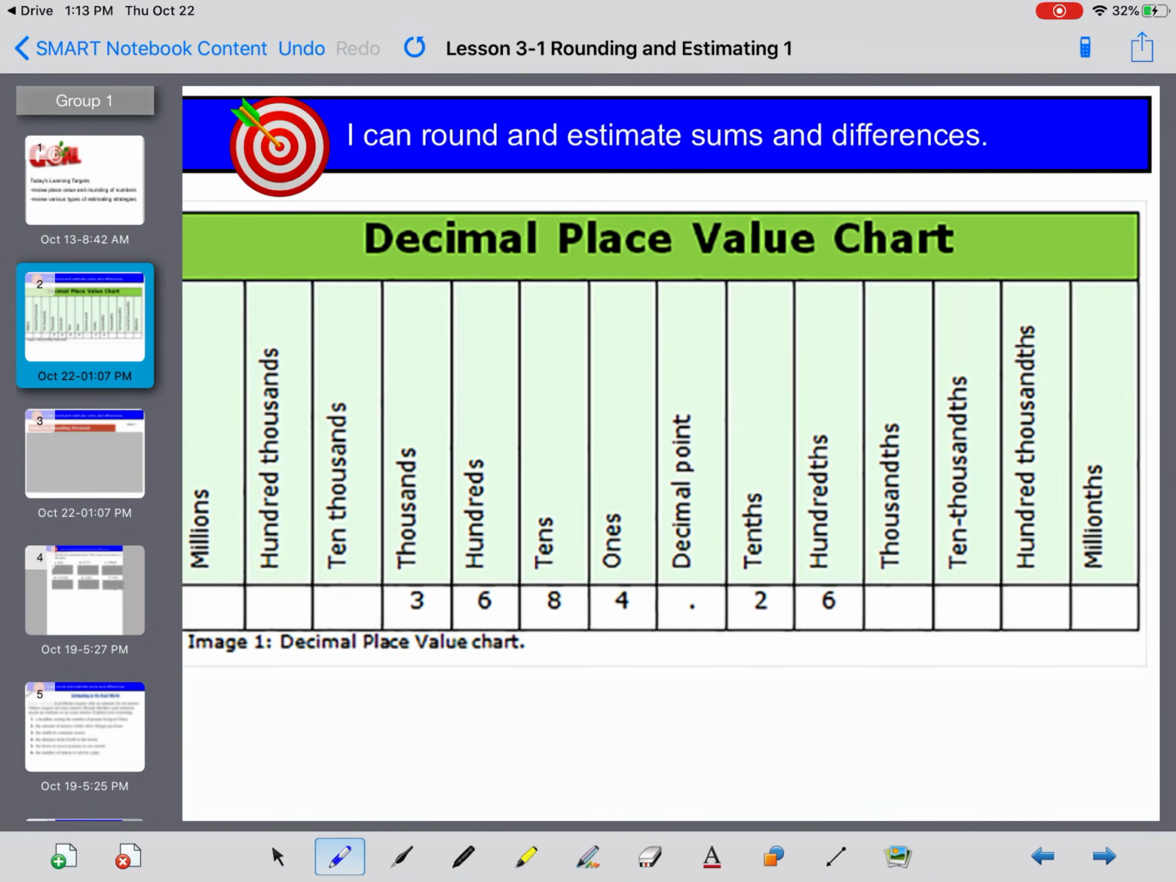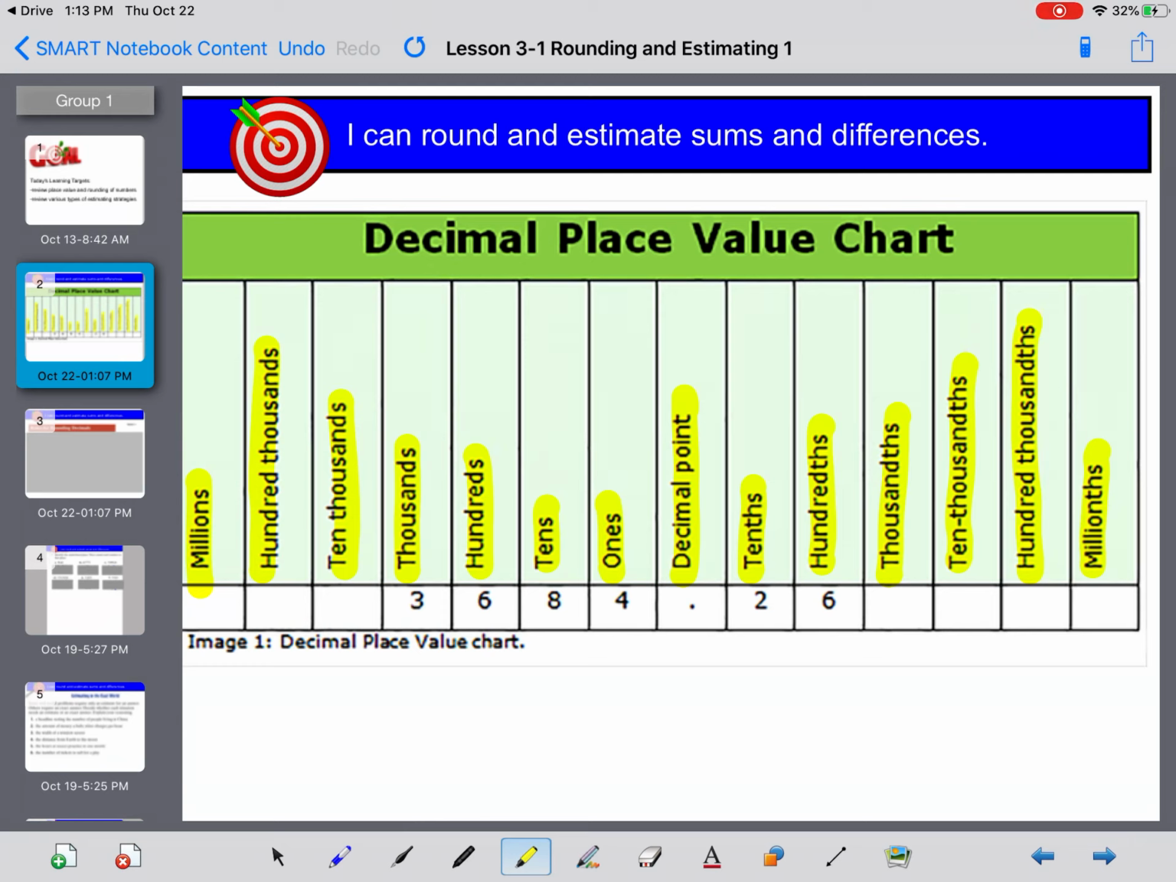Let's start with a review of our decimal place value chart. This is our decimal place value chart. Notice it starts here with the decimal point. To the left of the decimal point, we have the ones, tens, hundreds, thousands, 10,000s, 100,000s, and millions places. Then to the right of the decimal, we have the tenths, hundredths, thousandths, 10,000ths, 100,000ths, and millionths.